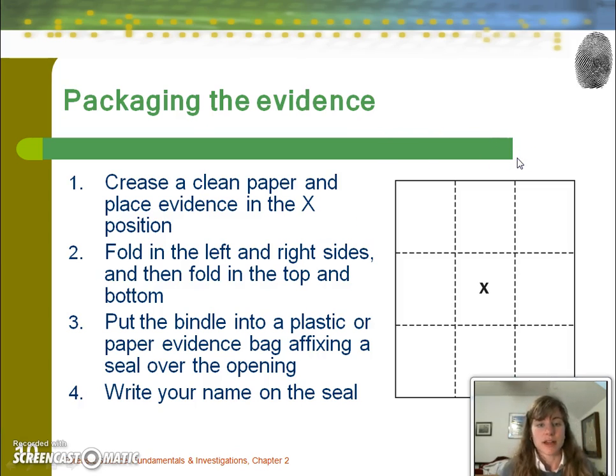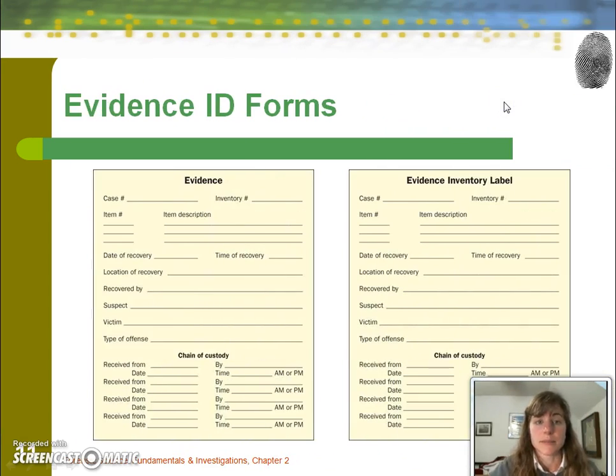Packaging the evidence. One way to package evidence is to create an evidence bindle. When I first learned about this, I was really shocked because it seems kind of unofficial. But you take a plain sheet of paper, fold it along these creases that you see here, and then place the evidence of interest in this X. You then fold it together so that it is surrounded by the paper, seal it, and then write your name over that seal, and that's an evidence bindle.